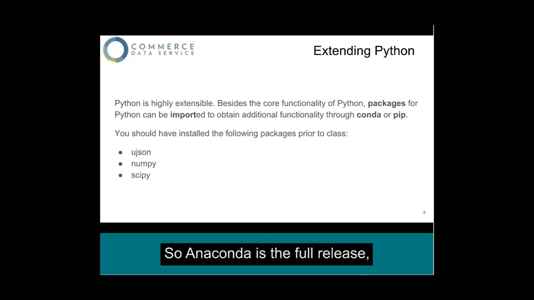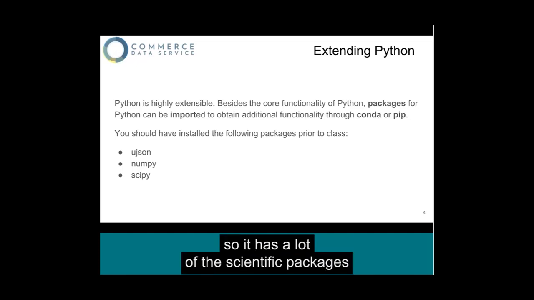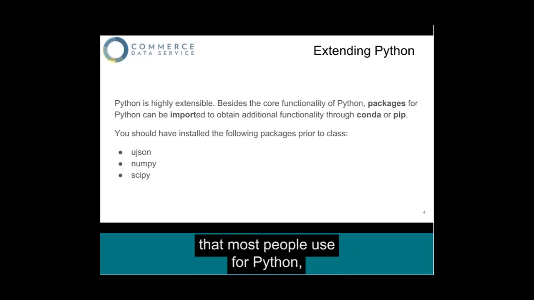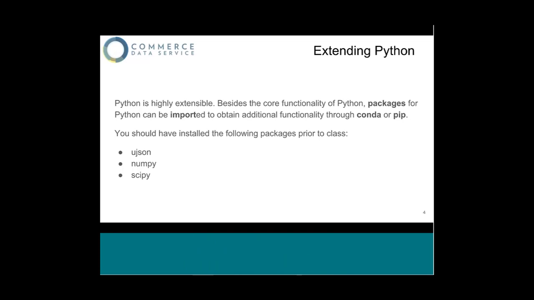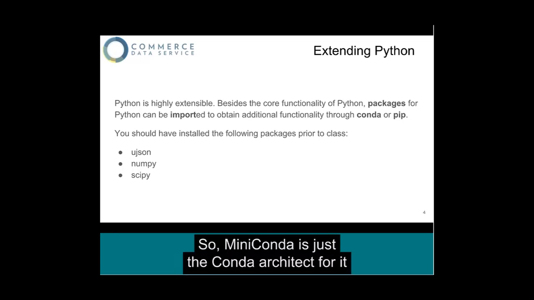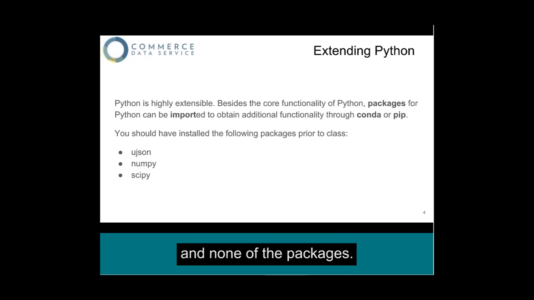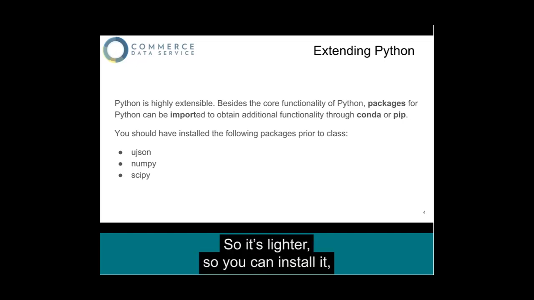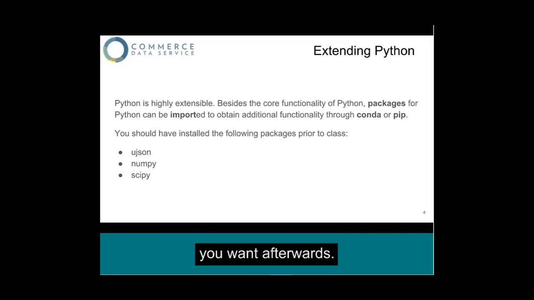Anaconda is the full release, so it has a lot of the scientific packages that most people use for Python, but a lot of people are bandwidth constrained. So Miniconda is just the Conda architecture for it, and none of the packages. So it's lighter, and you can install it and then install the packages you want afterwards. So that's the difference.